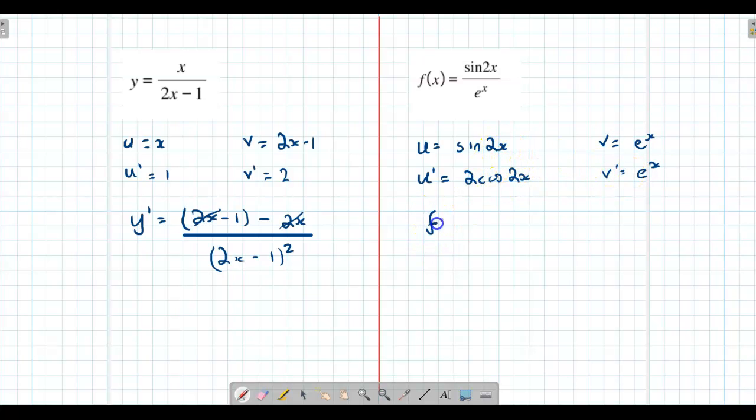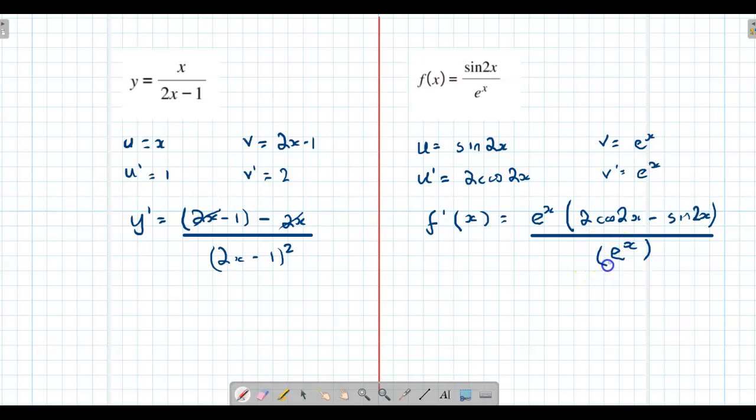I can see that there's actually going to be an e to the x in both. So this times this leaves me with 2 cos 2x, and then I'm multiplying this one times this one, so I'm going to take away sine 2x. Then on the bottom I have e to the x squared, and I'm just doing this example because so often we see this with an e to the x squared on the bottom.